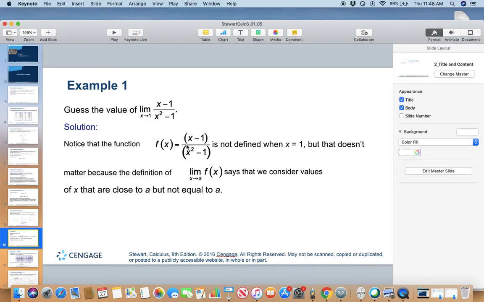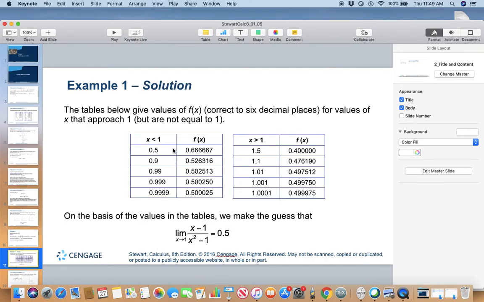Okay, so I hope you have some feel for this. Here is an example. Guess the value of the limit. When x approaches 1, I get 1 minus 1 over 1 minus 1. So the denominator is 0. So when x is 1, the function value is not defined. But we want to find the limit. Limit is different from function value. Let's find out what happens when x approaches 1 of this f(x). That is, you're looking at x's near a, but not equal to a.